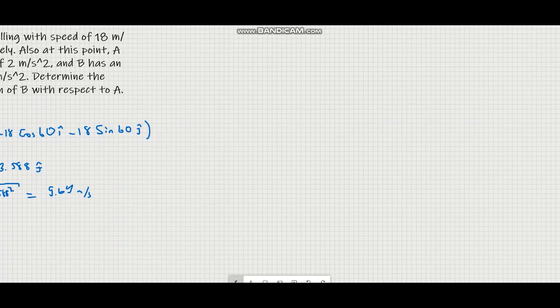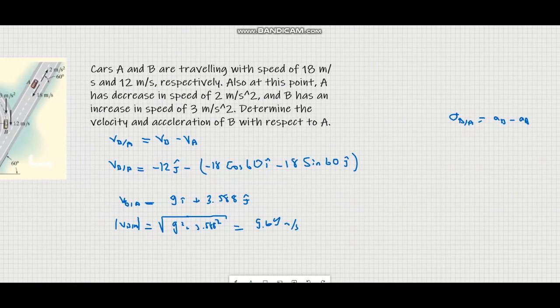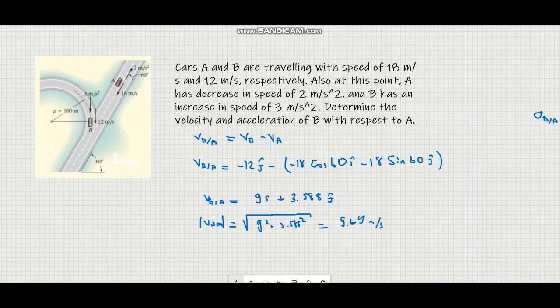If you want to know the acceleration, it is the same thing. The acceleration of B with respect to A is equal to AB minus AA, right? It's gonna be the same thing as the previous one. So let's define how we are gonna calculate these. Hold on a second first. Let me tell you on the picture. For the acceleration of car A, it is given as 2 meters per second squared, and it's rectilinear motion, so we can divide it into components and then we can solve it.